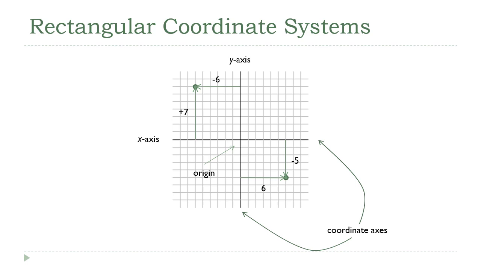So for example, the point in the lower right, its coordinates would be 6, negative 5, and the point in the upper left, its coordinates would be negative 6, 7. Now, this method for pairing points in a plane with a pair of real numbers, called the coordinates, is what we call a rectangular coordinate system.